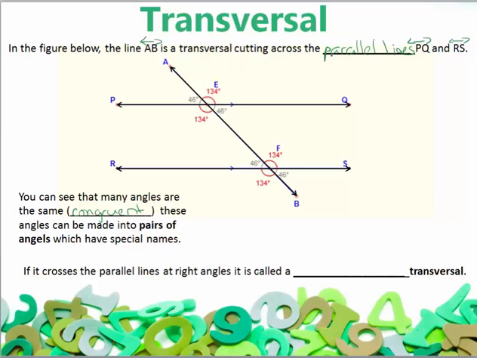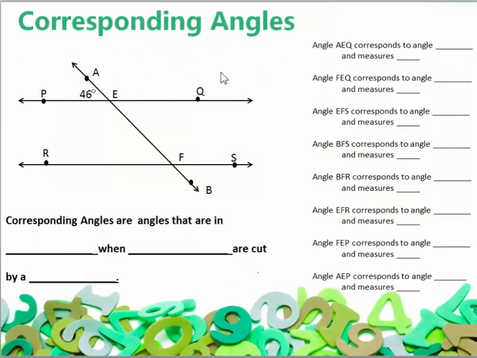Okay, one last definition: transversal. There's a special type of transversal called a right transversal. If it crosses parallel lines and creates right angles, it's called a right transversal. Now let's move on to corresponding angles.